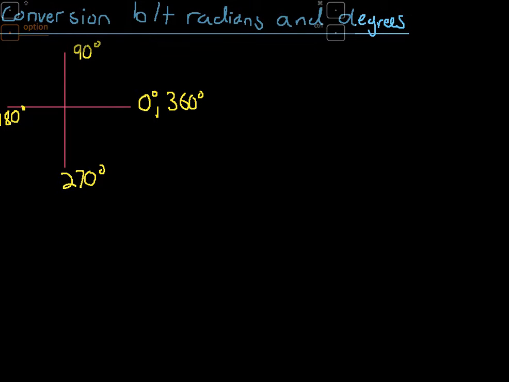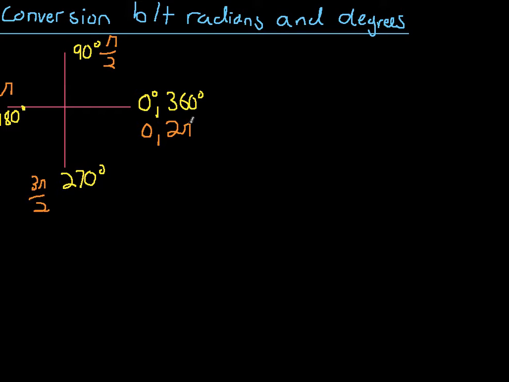What I do want to focus on is how you are going to go from radians to degrees and from degrees to radians. While you might know that there are 360 degrees around the circle, you may not know that there are 2 pi radians. Going around the same circle in radians, this would be 0, this would be pi over 2, this would be pi, this would be 3 pi over 2, and over here would be 2 pi, just like it was 360.